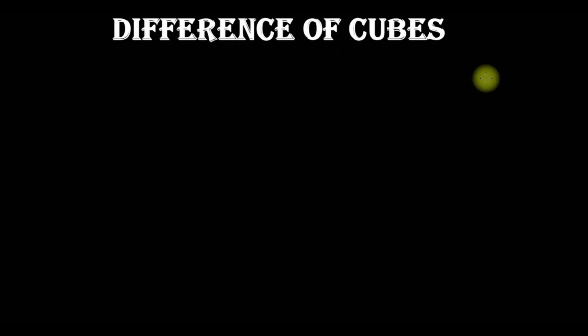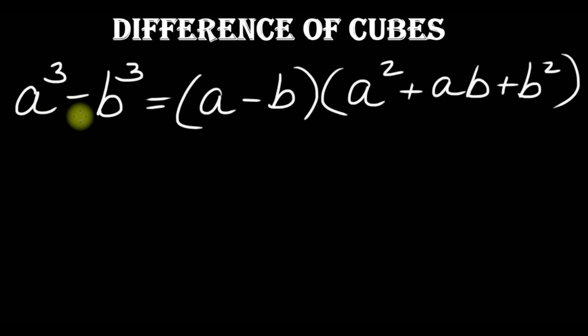So now we're going to get into difference of cubes. Very similar to sum of cubes. The only difference is that instead of a plus in between, you have a minus in between the two cubes. So let's take a look at the formula. When you have A cubed minus B cubed, you can factor that into A minus B, and then A squared plus AB plus B squared. So let's take a look at the first example.